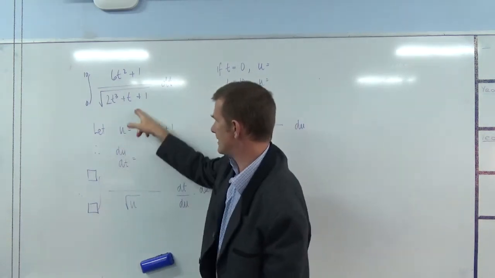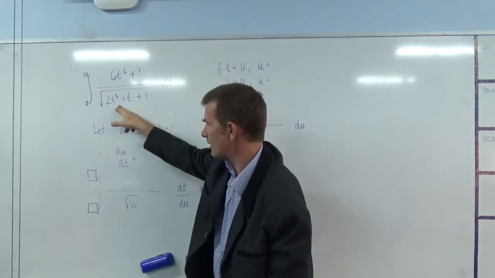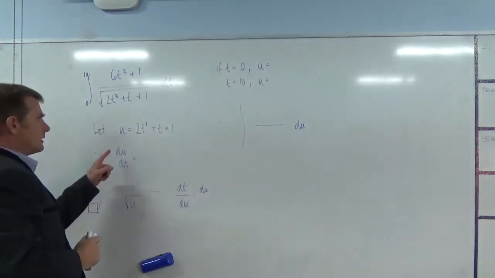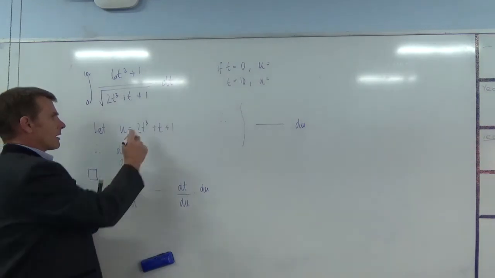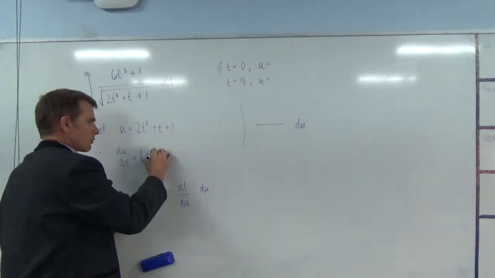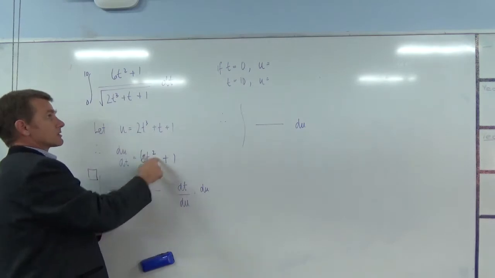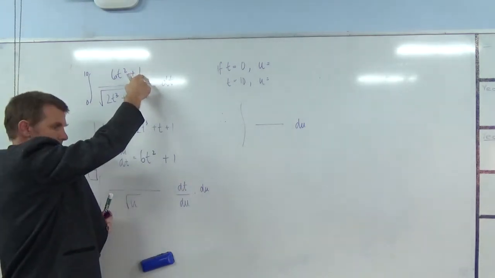I'm going to let u equal this thing underneath here, and that means I can then work out du dt, because this is u in terms of t. So let me work that out. What do we got? We've got 6t squared plus 1, which as I thought was the derivative up here.